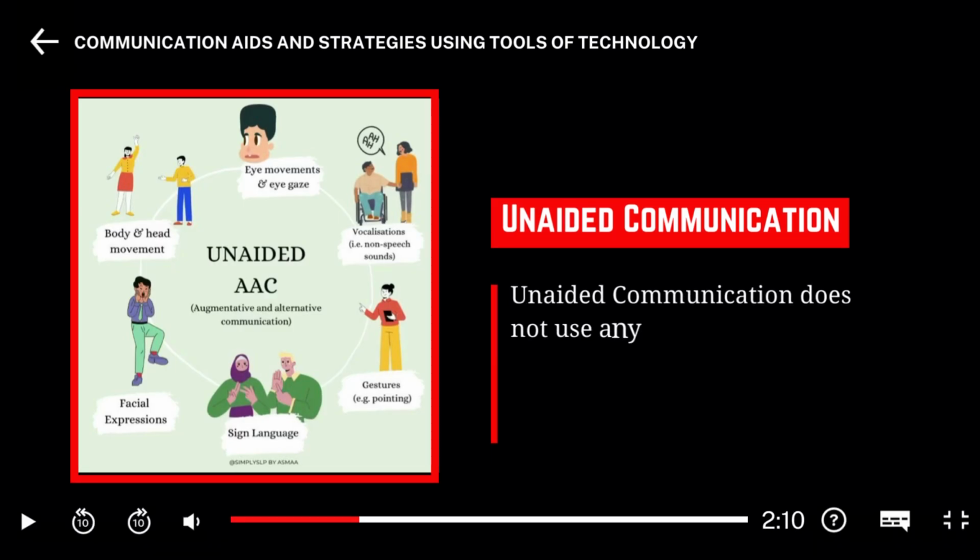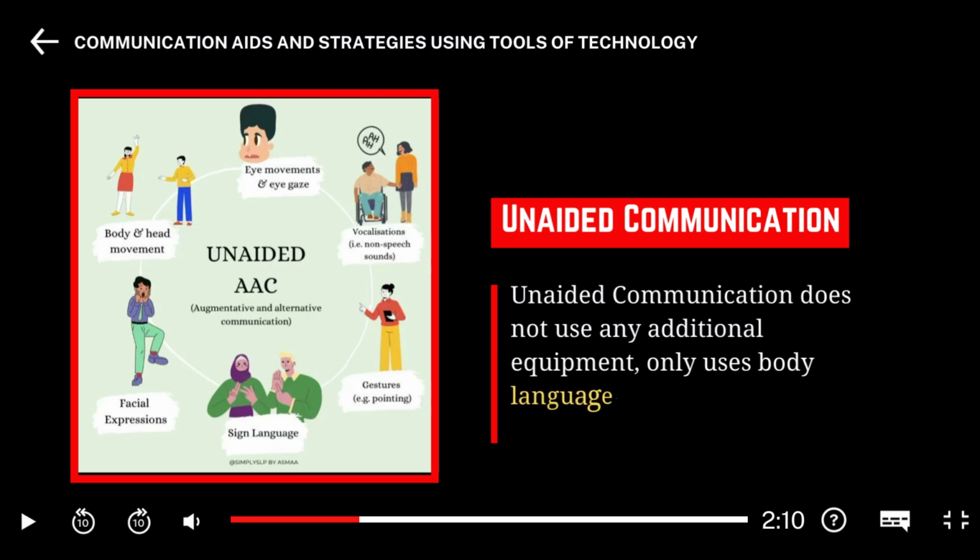Now let me tell you what is the first type of AAC. The first one is the unaided communication. Unaided communication does not use any additional equipment, only uses body language, gestures, vocalizations, and signs.